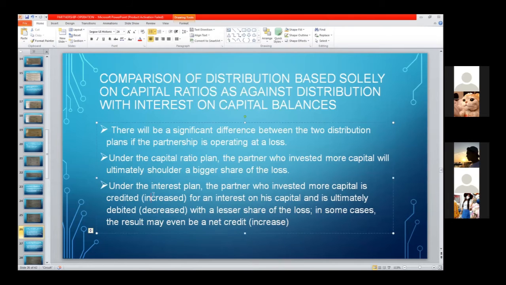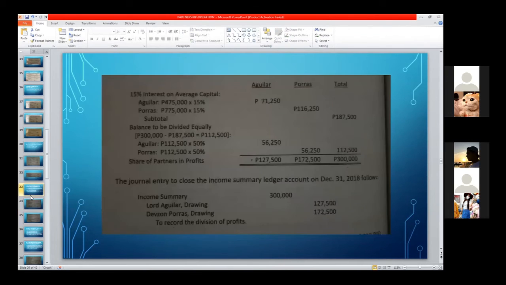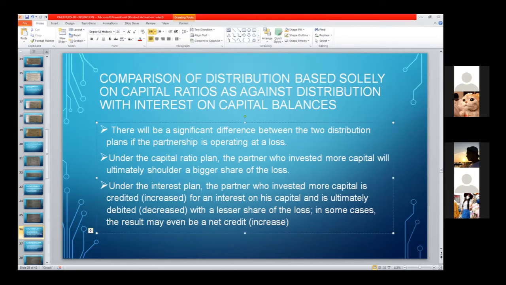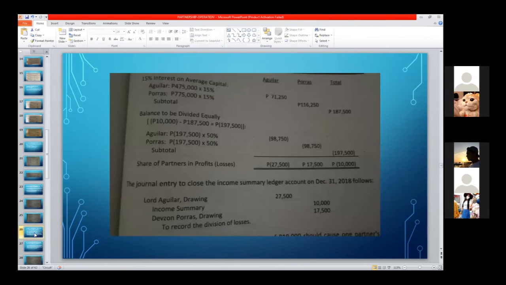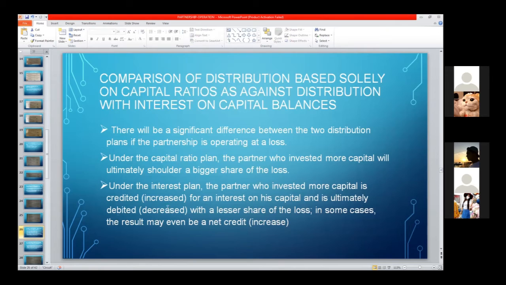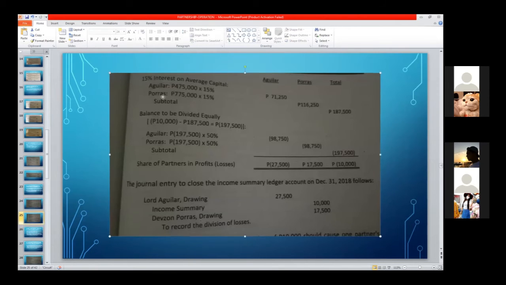Pero sa interest plan, yung tinuro natin sa may interest, the partner who invested more capital is credited for an interest on his capital and is ultimately debited with a lesser share of the loss. So, balikan natin yung kanina dito. Ano sabi niya? The partner who invested more. Kung napapansin nyo, si Poras, nag-invest siya ng mas malaki, pero yung loss niya, hindi na ganun kalaki.